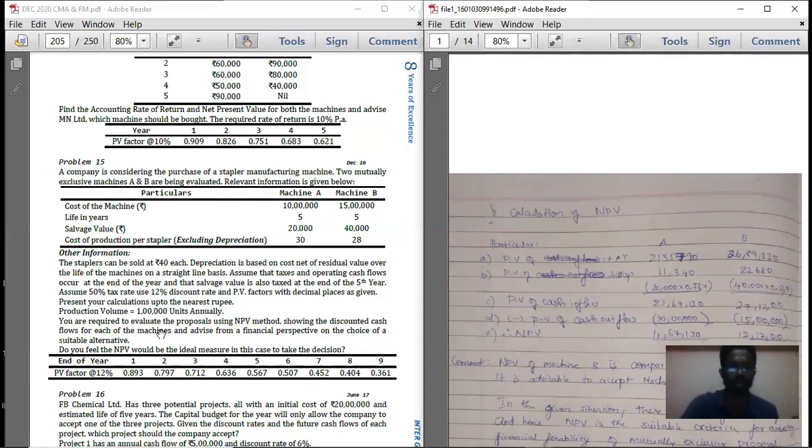See, you are required to evaluate the proposal using NPV method they have given. So if they give any number of years, if this is 10 years and this is 5 years, also you should calculate NPV and you should give a comment on that, whether which project is acceptable using the NPV value.